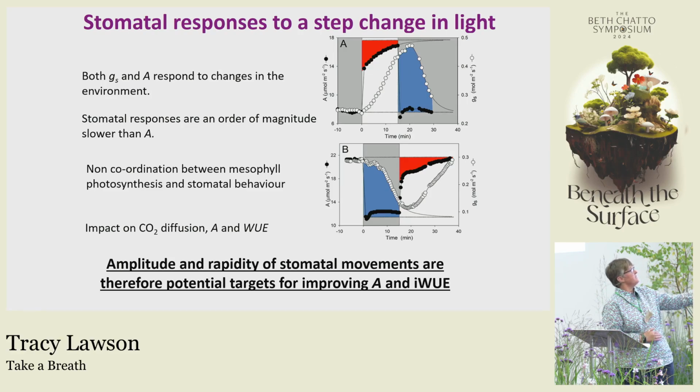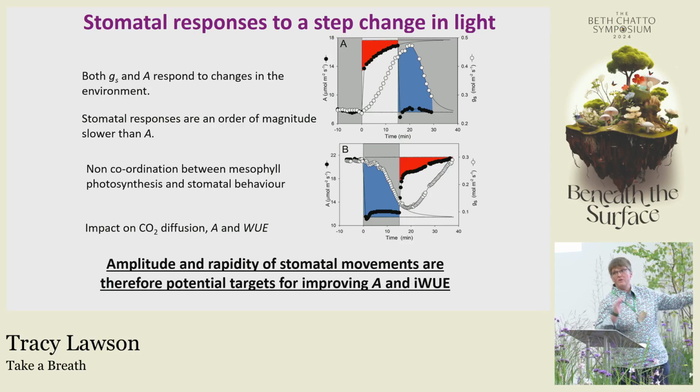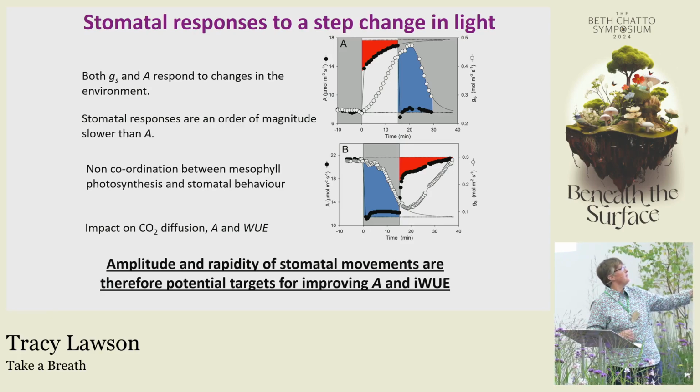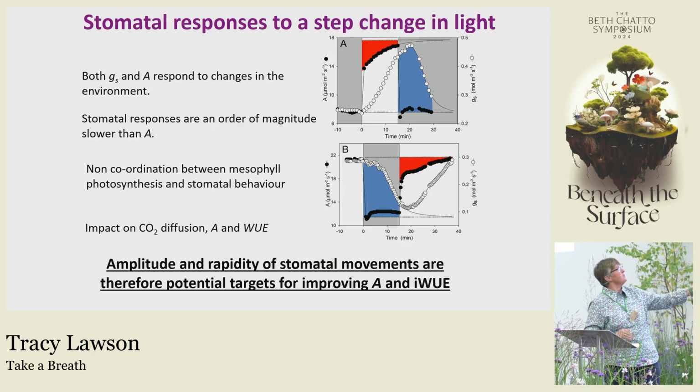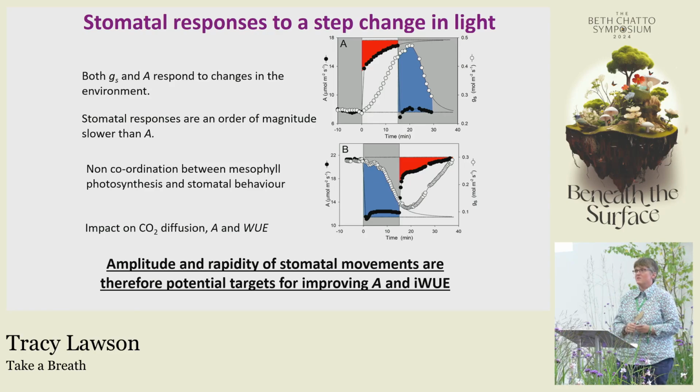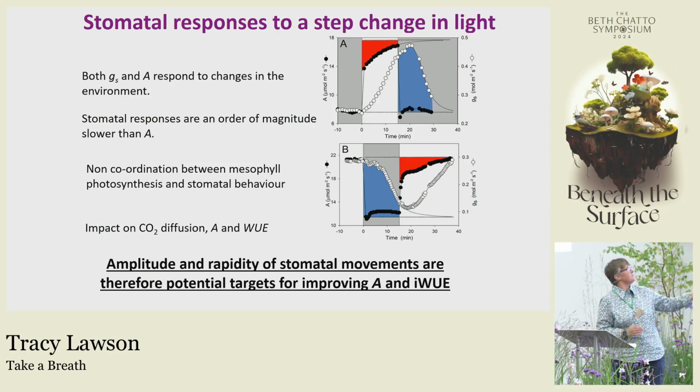And you can see that photosynthesis in black immediately jumps up to a certain point, driven by that change in light. And then we have a slow increase in photosynthesis. And that slow increase is as the stomata in the white circles are slowly opening, and they're opening and allowing the CO2 in for that photosynthesis.